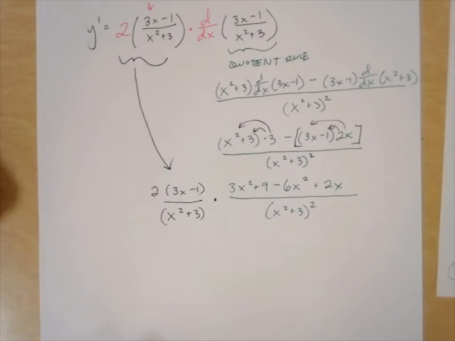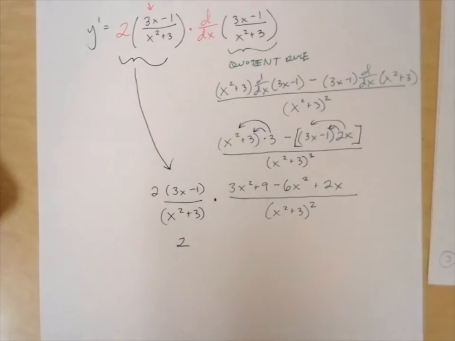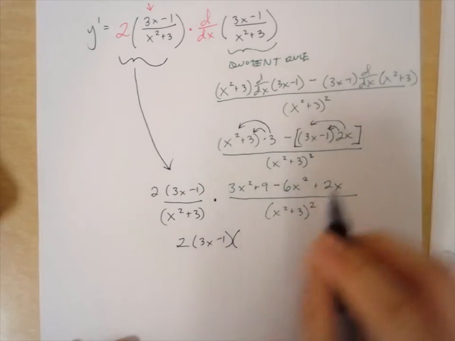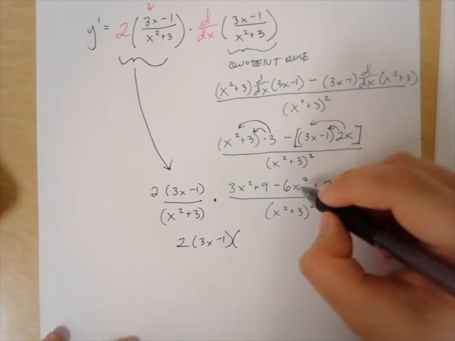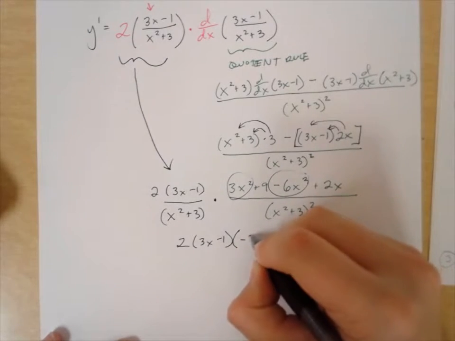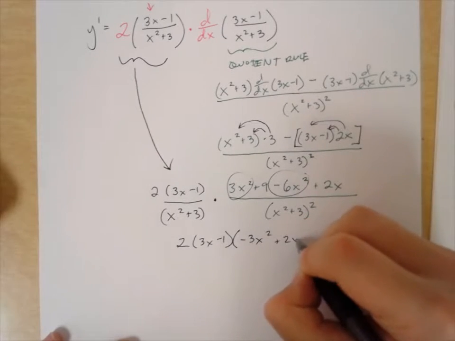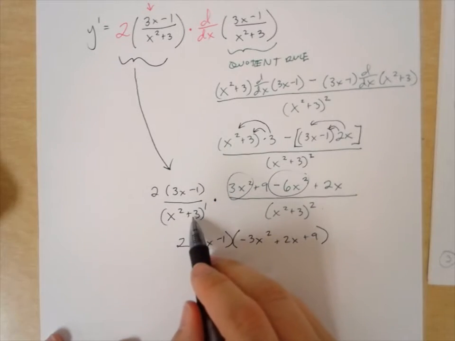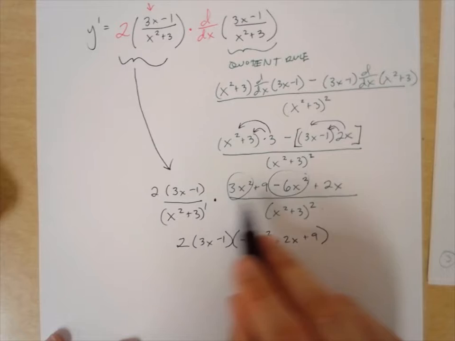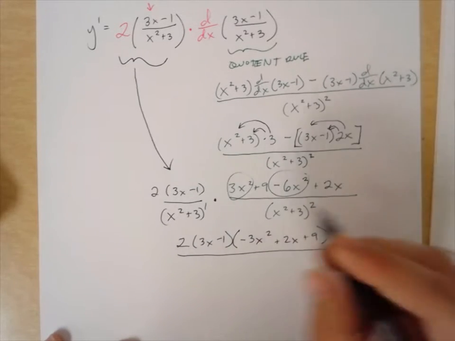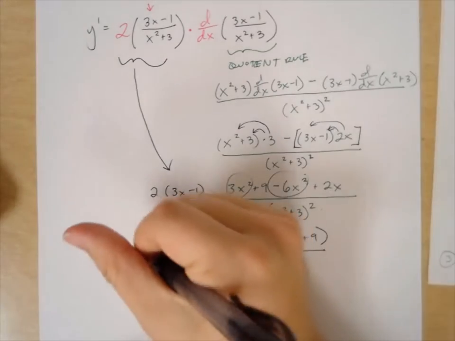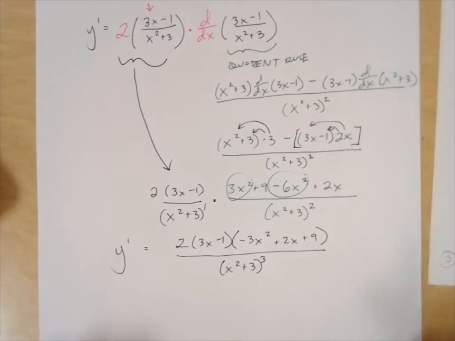So then when we rewrite everything out, we get 2 outside, 3x minus 1, and if we simplified away our pieces in here, we would get negative 3x squared plus 2x plus 9. And on the bottom, we have x squared plus 3 to the first times x squared plus 3 squared. We add the 2 plus the 1, and so we get the whole thing over x squared plus 3 cubed. And this would be our final answer for y prime.